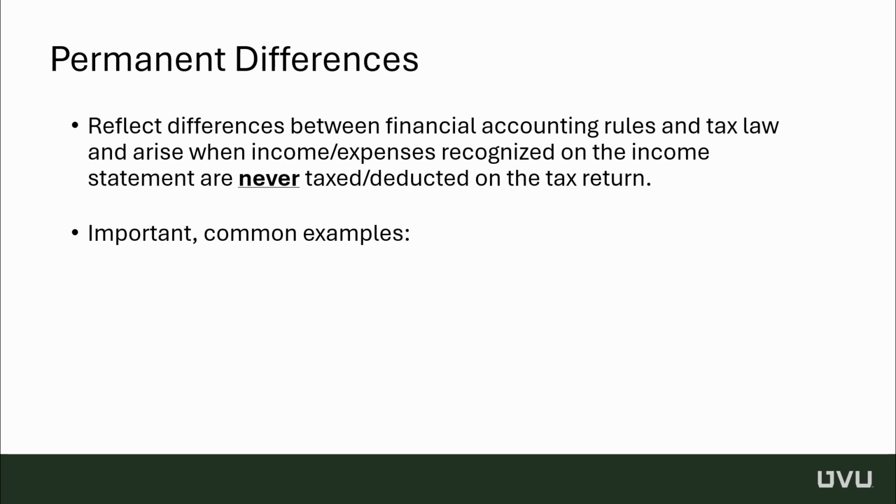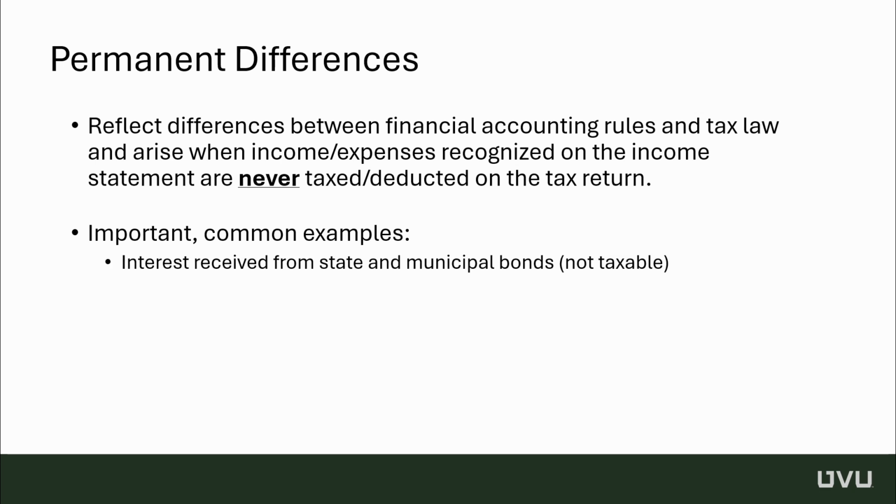Specifically, I'm talking about income that's appropriately recorded as such on the income statement, but is never taxable. Or on the other side, various costs that are appropriately expensed for financial reporting cannot be fully deducted on the tax return and never will be. And we have some important common examples of these. We'll discuss the why behind these later, but for now, I just want you to think in the back of your head, what is the government trying to incentivize or discourage for each of these items?